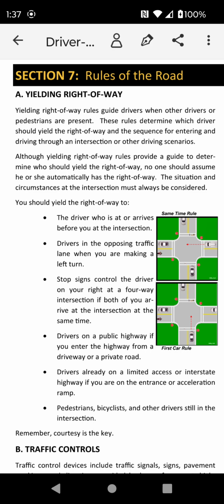Now, you should yield the right-of-way to these examples. The driver who is at or arrives before you at the intersection. Drivers in the opposing traffic lane when you are making a left turn. Stop signs control the driver on your right at a four-way intersection if both of you arrive at the intersection at the same time. Drivers on a public highway if you enter the highway from a driveway or a private road. Drivers already on a limited access or interstate highway if you are on the entrance or acceleration ramp. Pedestrians, bicycles, and other drivers still in the intersection.